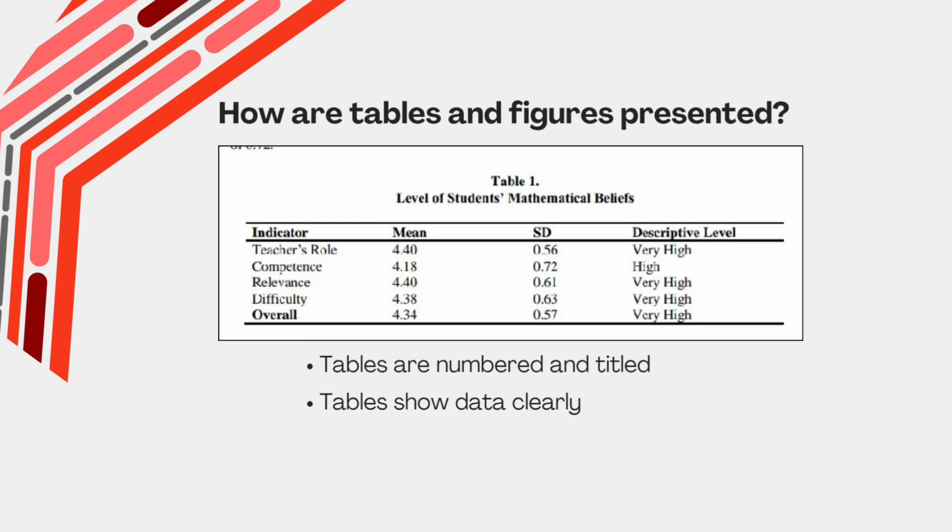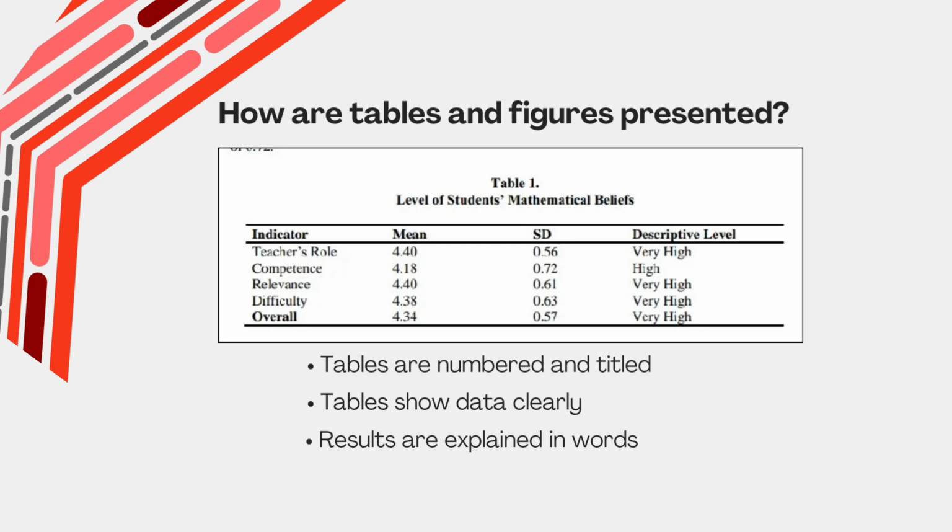Second, tables are used to show data clearly. So, they are arranged in rows and columns showing values like the indicator, what is being measured, the mean, the average score, the standard deviation, how much the scores differ from each other, and the descriptive levels such as very high, high, moderate, low, or very low.